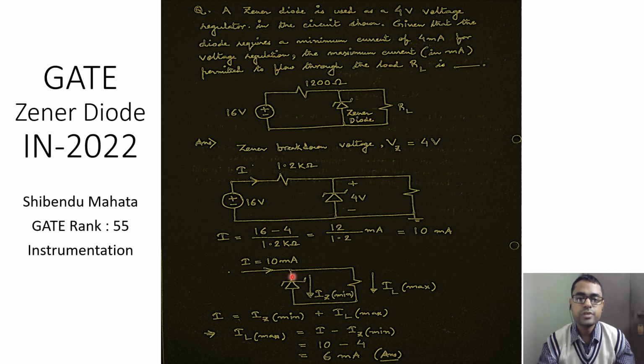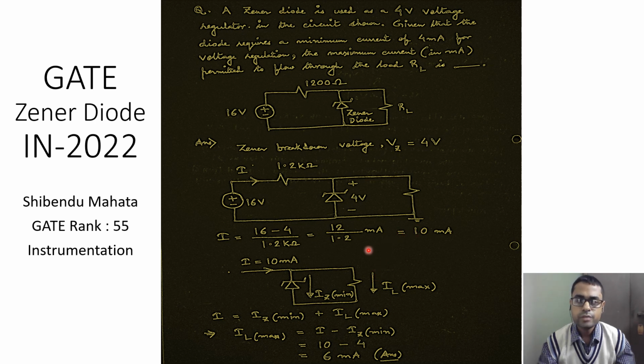And the minimum current through the Zener diode, if we represent it as IZ min, is simply equal to the incoming current, which is 10 milliampere, minus the current that flows through this load resistance. And therefore, the maximum load current is equal to the incoming current I minus the minimum current flow through the Zener diode, which is mentioned as 4 milliampere. So the maximum current that can flow through the load resistance under any condition is equal to 6 milliampere.